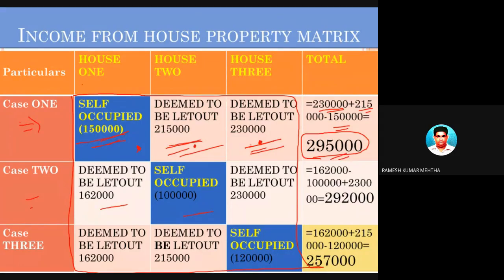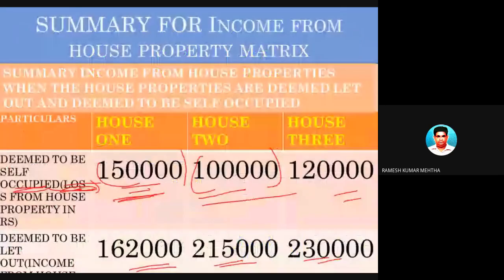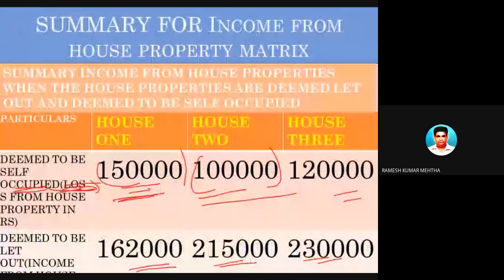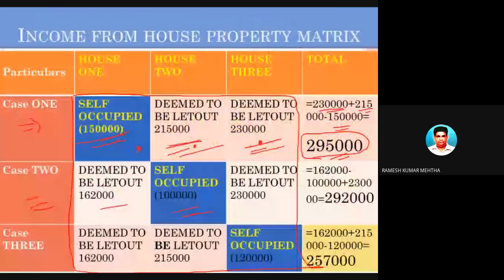Now case number 2, where house 2 is self-occupied. When you are self-occupying the house property, the loss is 1,10,000. I have written here. When it is let out, the income is 1,62,000, and house property 3 is 2,30,000. So total it: 1,62,000 minus 1 lakh plus 2,30,000 is equal to 2,90,000.